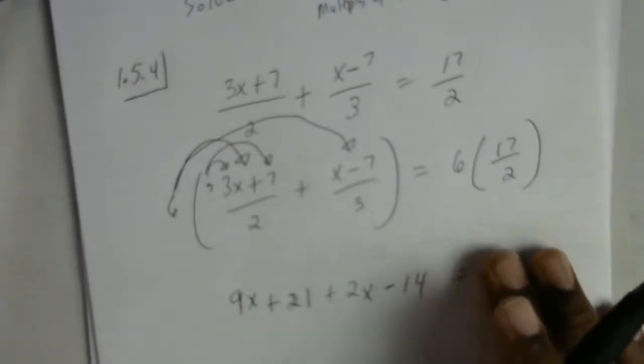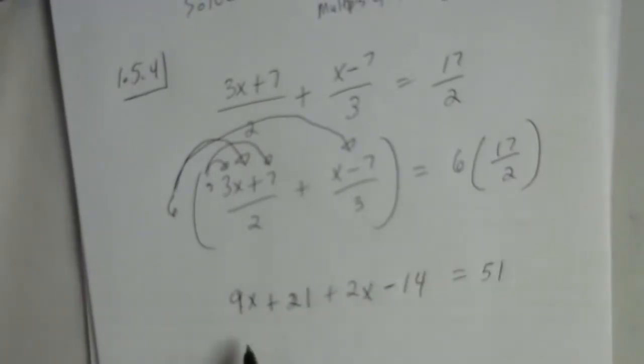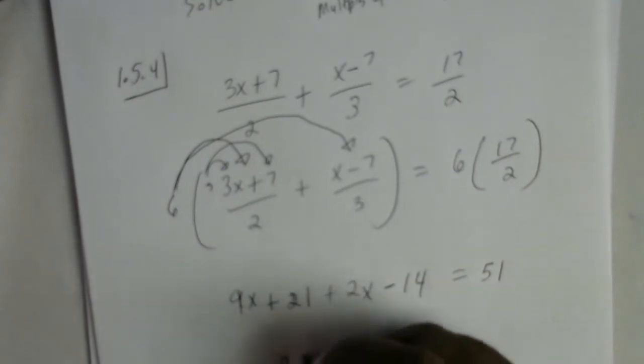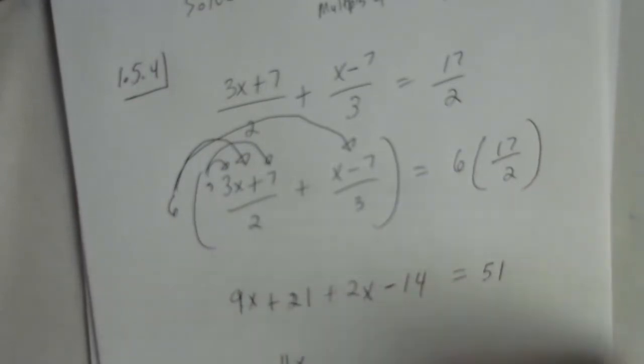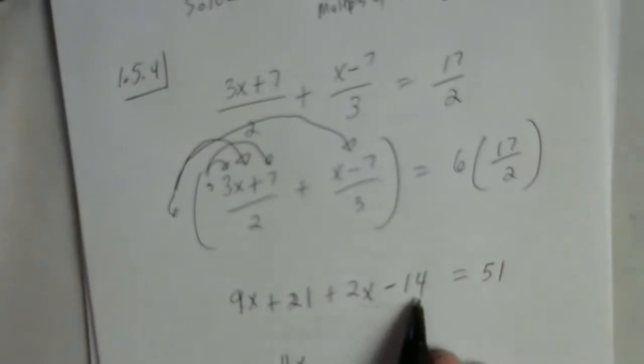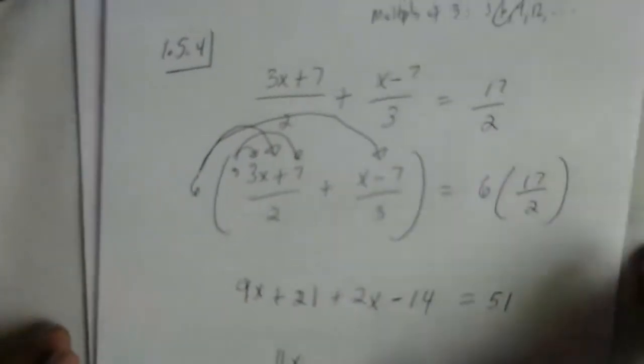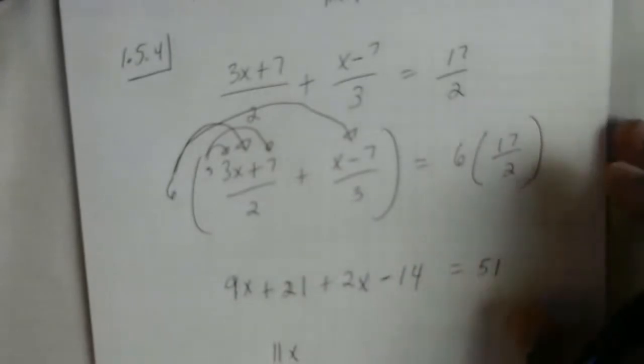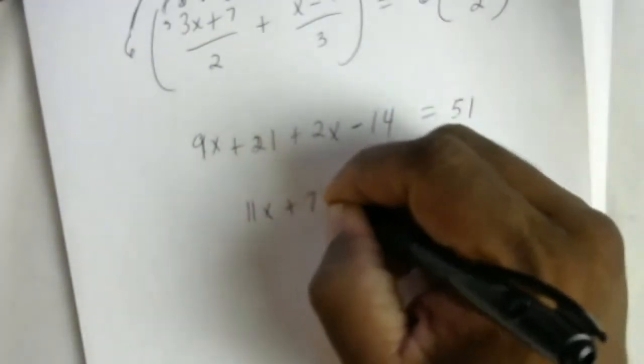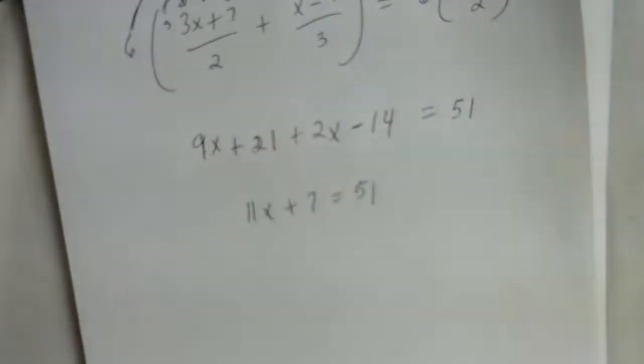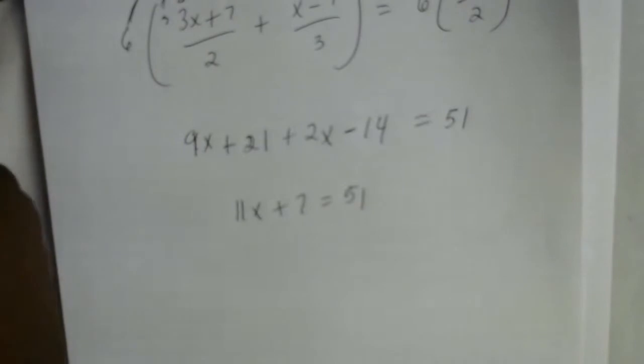So if I look at my left-hand side, I can combine 9x plus 2x. So that's going to give me 11x. I can combine 21 and negative 14. So 21 minus 14 is 7. And that's equal to 51. So we've combined like terms on both sides.